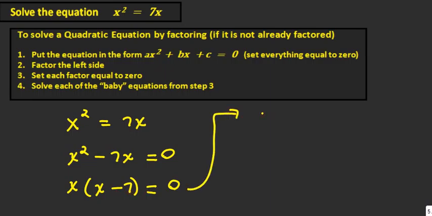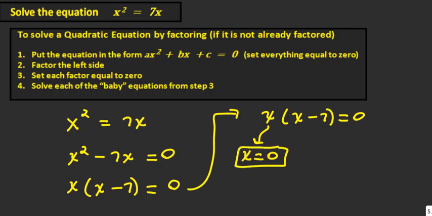Alright, so the next step is to set each factor equal to 0. So let's rewrite this up here. Well, we got two factors here, so we set each factor equal to 0. x equals 0. Okay, that's one solution right there. The other factor is x minus 7. You set that equal to 0, and you solve this little equation here. That's the fourth step, actually. Set each factor equal to 0, and then solve each of these little equations.